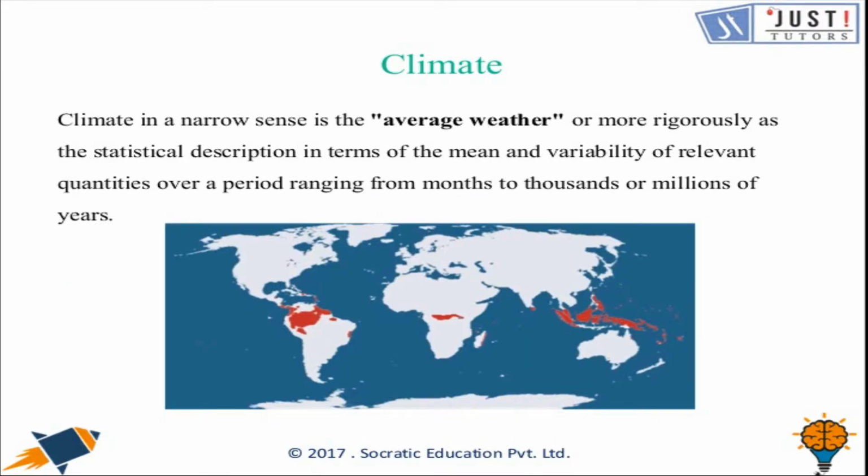As I told you, climate is the narrow sense in which we read the average weather. The quantities that are most often used as surface variables would be temperature, precipitation and wind when we are working out the climate of a particular place.